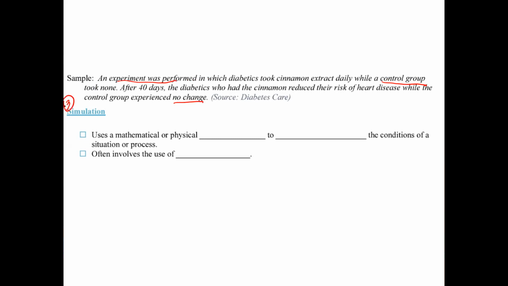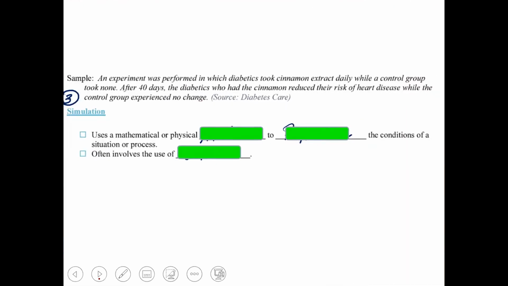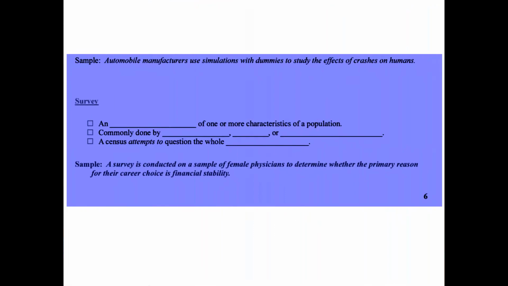The third type, a simulation, uses a mathematical or physical model to reproduce the conditions of a situation or process, and often involves the use of computers. For example, an experiment was performed in which, actually that's the wrong one, just kidding. For example, an automobile manufacturer used simulations with dummies to study the effect of crashes on humans. So that would be a pretty high level of experiment.